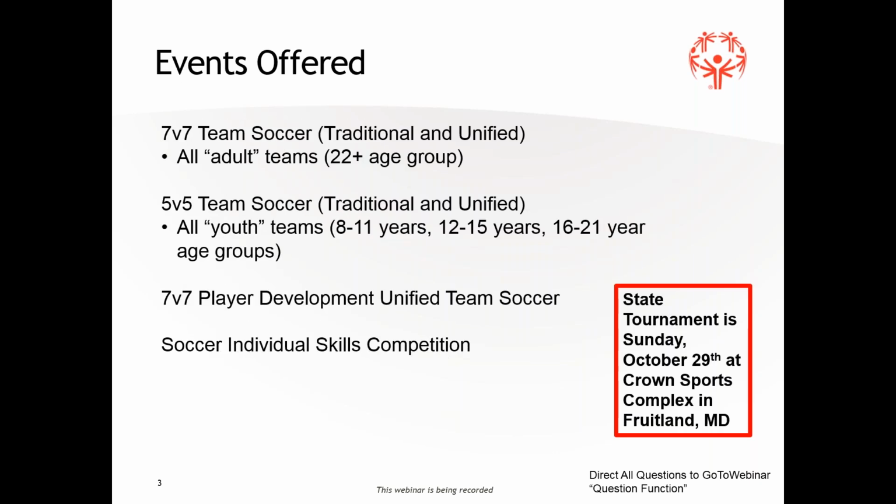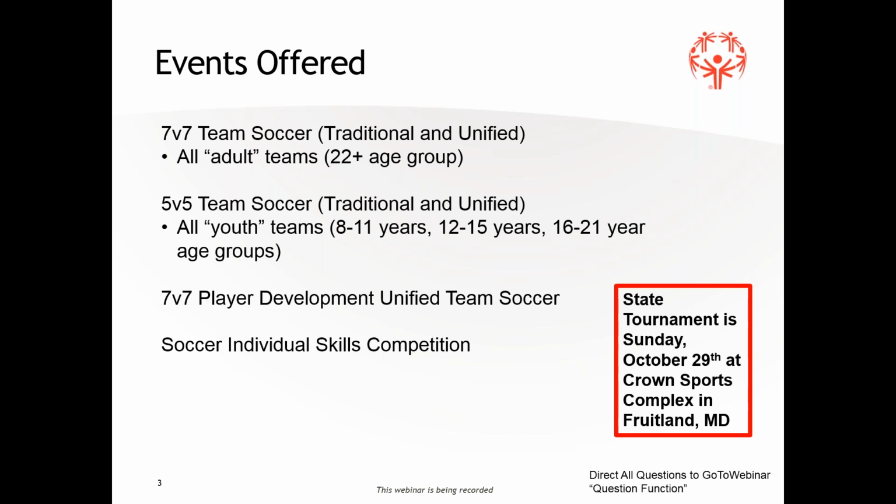So same as the past, the events offered: all the adult teams, which is 22 and over, are 7v7 soccer teams. We have unified and traditional. If they are high school and under, they play 5v5 soccer, and that is also traditional or unified. And then we also have 7v7 player development unified. We'll go over a little bit of what that means later on, but as it says in the title, it's development from moving from skills up to team play, pretty much just teaches team play. And then, as always, we have the soccer skills competition.